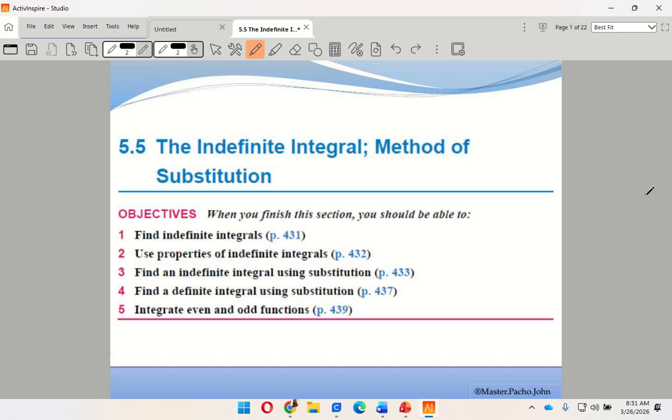Okay. All right. Different integrals, method of substitution. Now, this one right here, we're going to have a lot of the same things that we've been doing starting out, and then we're going to go and make the complicated ones easier. So the ones that are complicated, we're going to learn a tool to uncomplicate them.